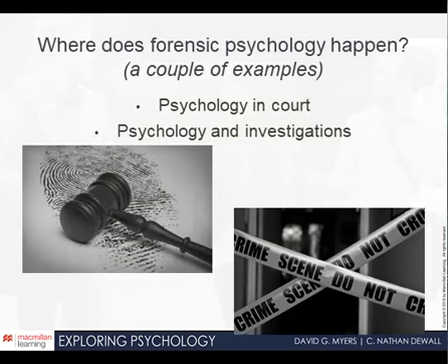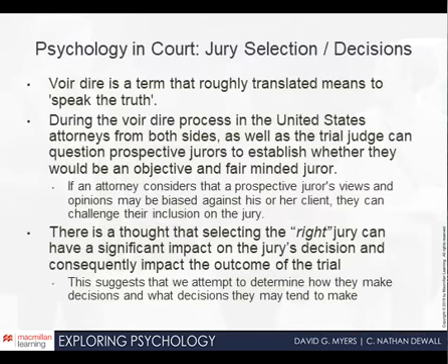Where does forensic psychology happen? Here are a couple of examples. We have psychology in court and psychology in investigations. In the court system, there's a process called voir dire. Voir dire is a term that roughly translated means to speak the truth. During this process in the United States, attorneys from the prosecution and the defense, both sides, as well as the trial judge, can question prospective jurors to establish whether they would be objective and fair-minded during the trial.